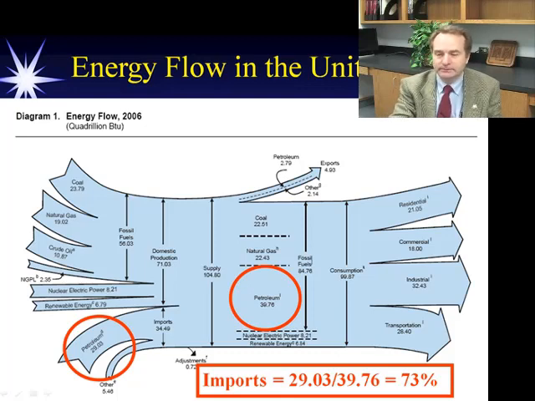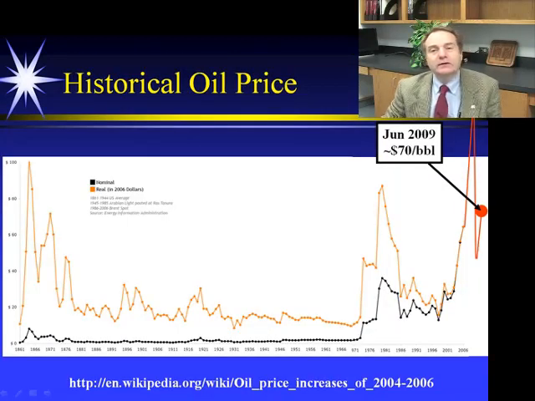Now what I'm showing in this graph is the historical price of oil going back to its original founding in Pennsylvania. And notice it reached about $100 a barrel in current dollars back in the early 1800s.